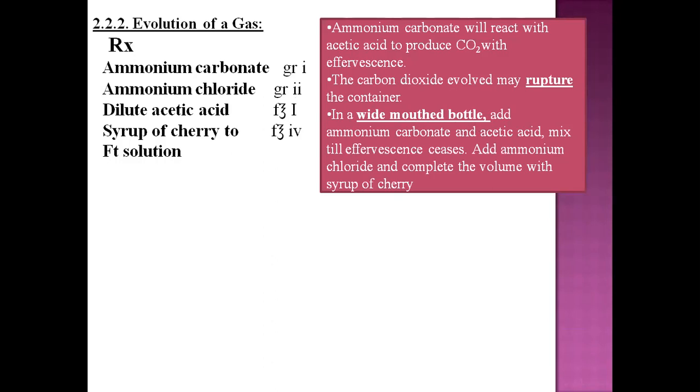In a wide-mouthed bottle, add ammonium carbonate and acetic acid. Mix till effervescence thesis. Thesis means decreases. And then add ammonium chloride and complete the volume with wild cherry.